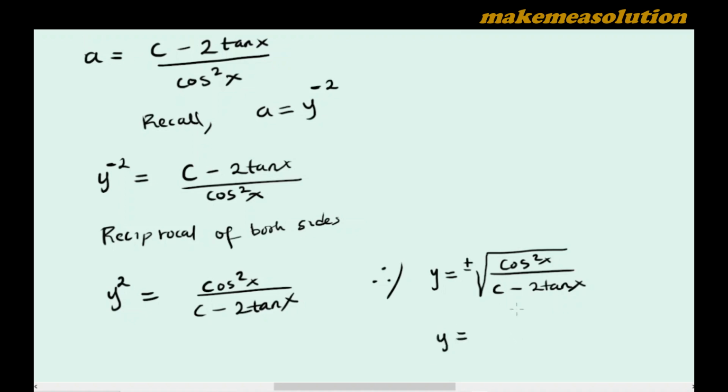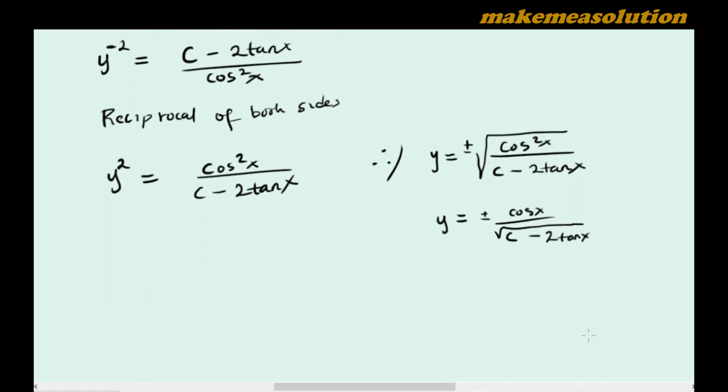So if you distribute the square root, you have plus or minus cos x over root of c minus 2 tan x. So you can actually leave it like this. Okay, and for this to be valid, c minus 2 tan x should be greater than 0. So c should be greater than 2 tan x, in other words. Don't worry about all these other particular ones over here.